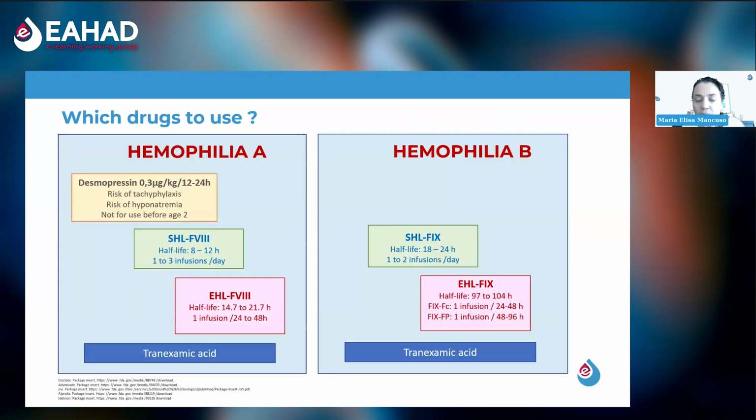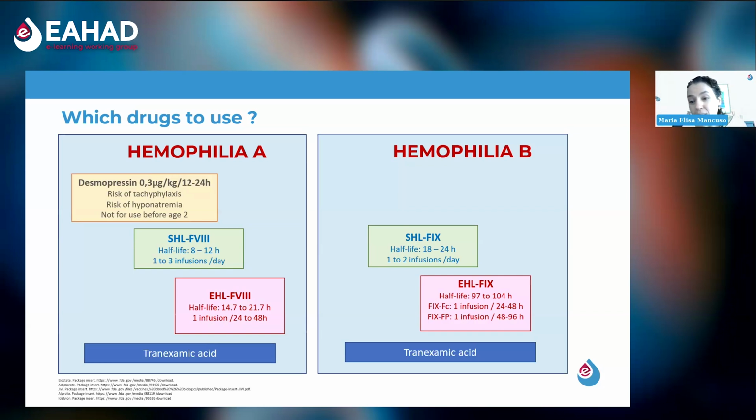So about the treatment, which drug can be used to cover surgery? For hemophilia A, here you can see in the table, we can use desmopressin, which is an analog of the anti-natriuretic hormone, so vasopressin. And this drug is very useful in patients with mild hemophilia A. In the surgical setting, I would say that moderate patients do not really respond in a proper way to cover the surgical setting. However, desmopressin can be very useful for minor procedures in patients with mild hemophilia A.